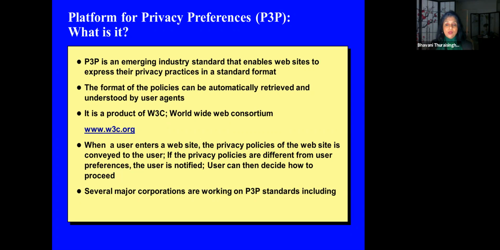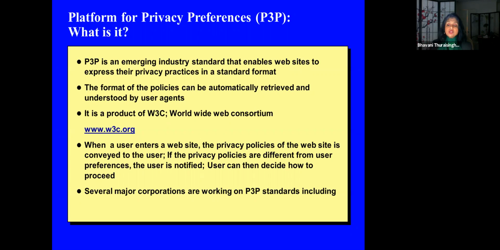So what language? P3P is an emerging industry standard that enables websites to express their privacy practices in a standard format. The format of the policies can be automatically retrieved and understood by the agents. It was the product of the World Wide Web Consortium. That's Sir Tim Berners-Lee's consortium, because he's the father of the web. He created the World Wide Web and the consortium, and the consortium came up with ways to specify the Platform for Privacy Preferences.